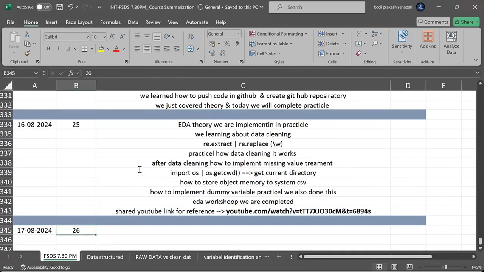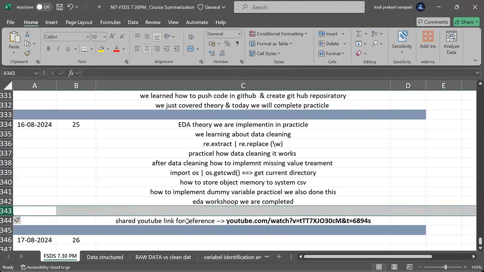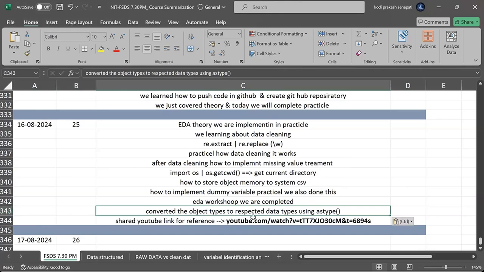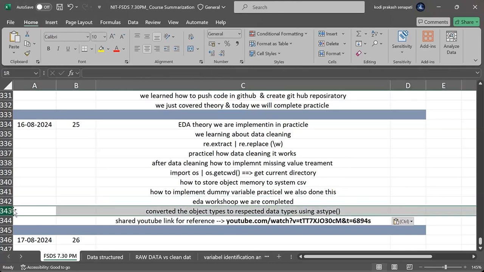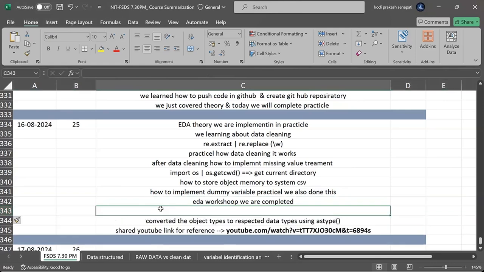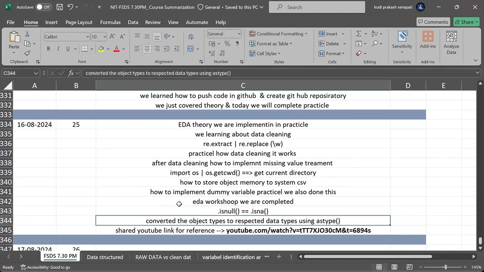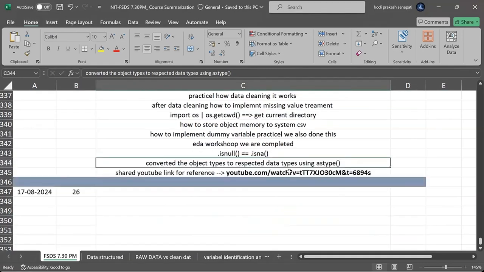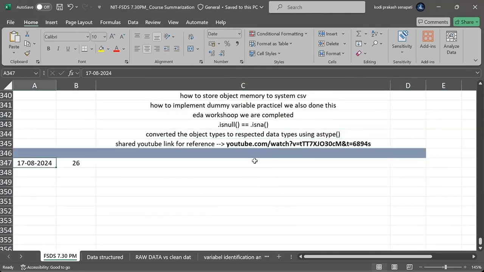So we also learned converting object data type to another type. We converted one object data type using astype. We did this. And also always remember isnull is also equal to isna. Okay, team? The two parts we also learned. Pretty cool.